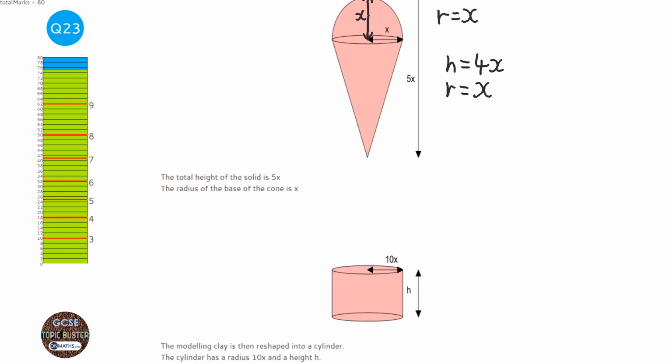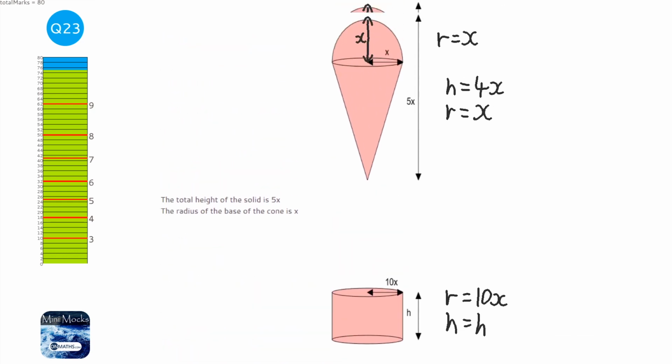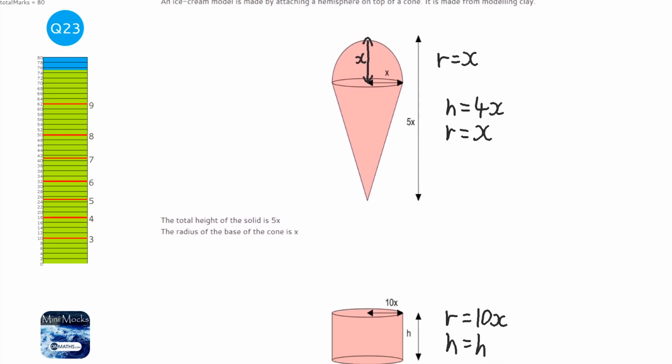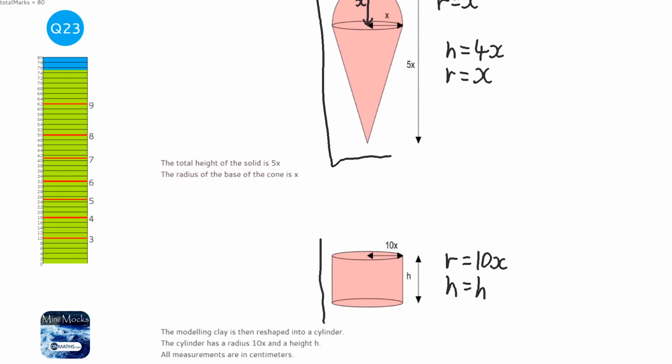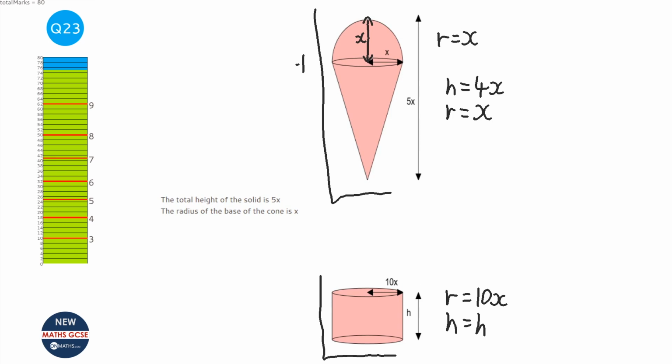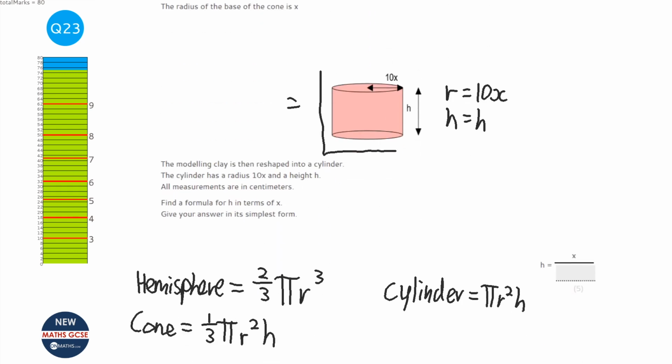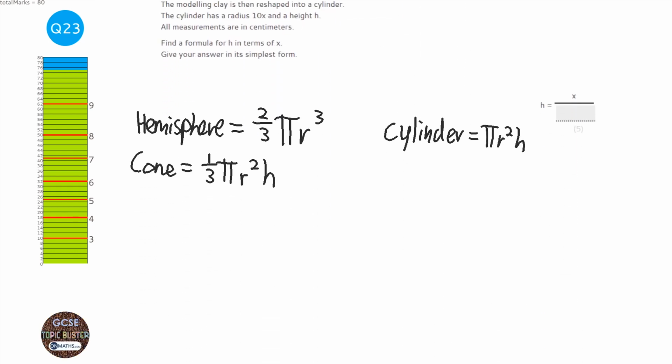So let's keep going. The radius of the cylinder is going to be 10x, and the height is just labelled as h. So that's nice and simple. Okay, now let's have a look at what this question's saying. It's saying that this thing here is going to be melted down and is going to be used to create this. So that's just saying that the volumes are going to be the same. So if I add the volume of the hemisphere to the volume of the cone, it should equal the volume of the cylinder.